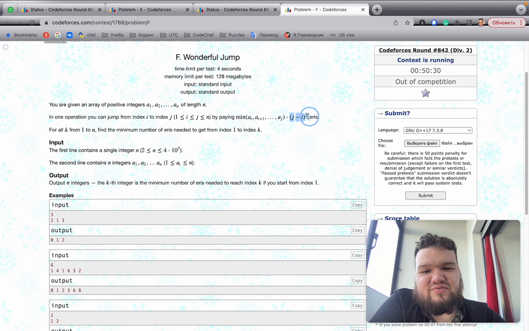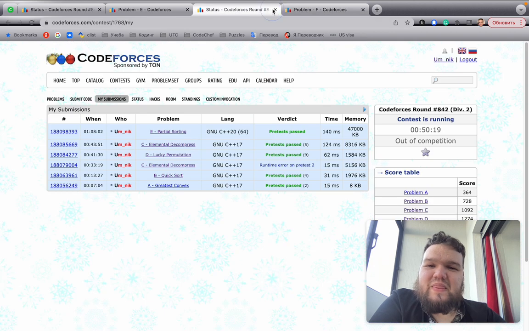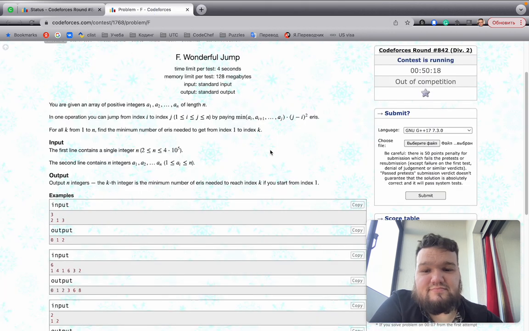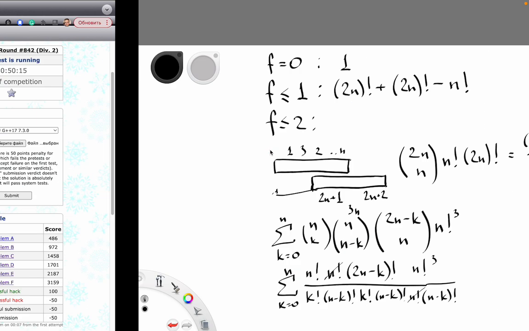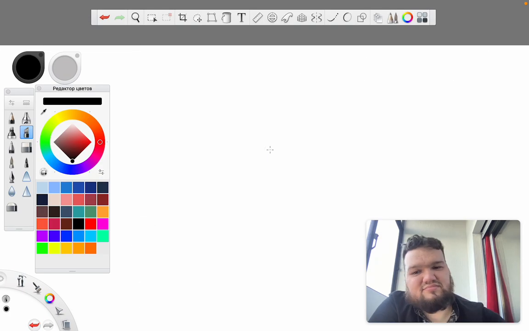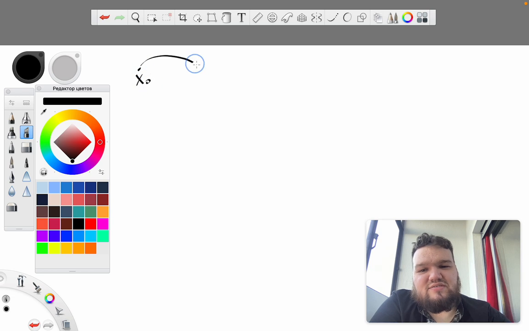When I see squared, length squared, it looks like something convex. So let's understand what's going on. Let's say that we start in 1, which is x0, then we jump to x1, then we jump to x2, and so on, and in the end we jump to xk.